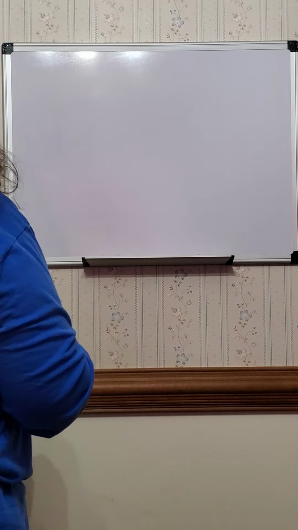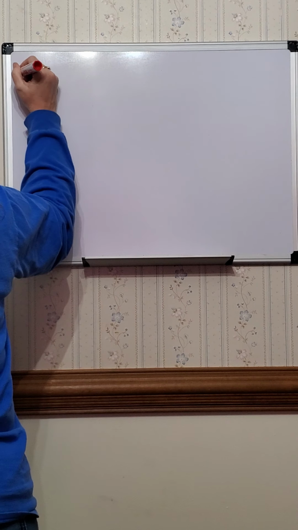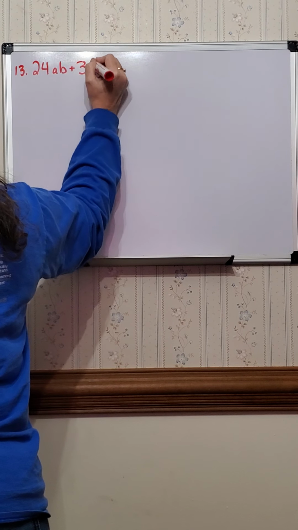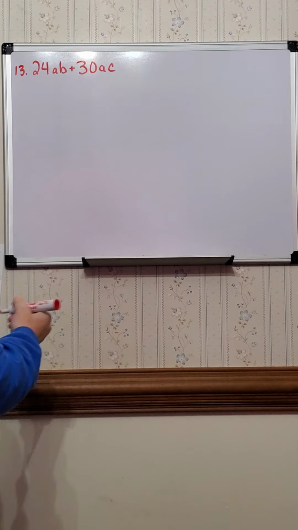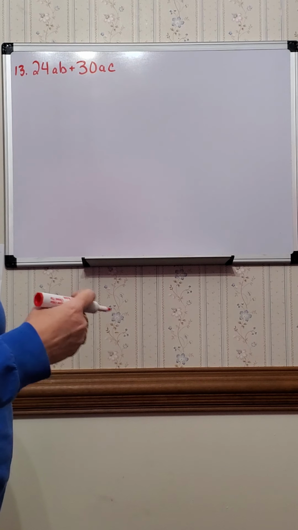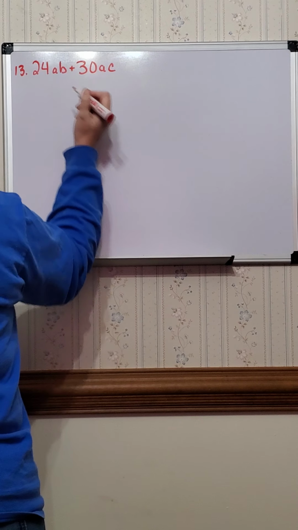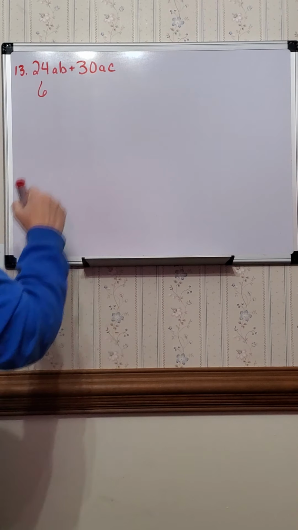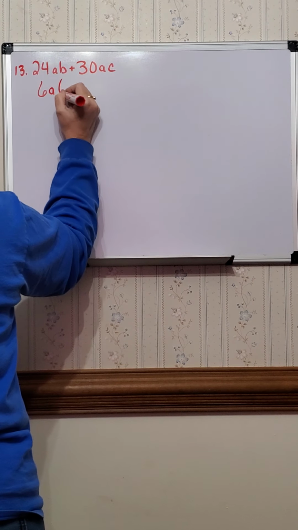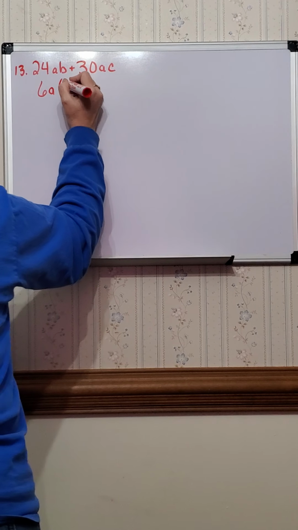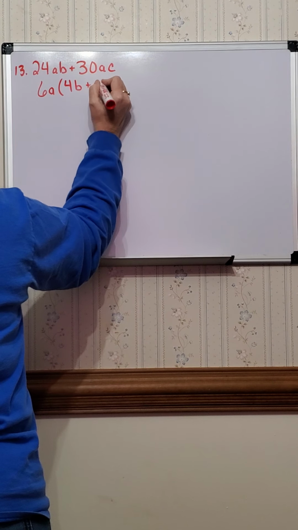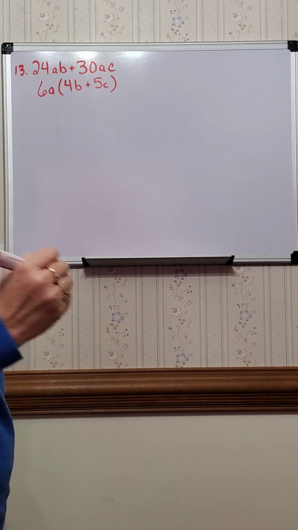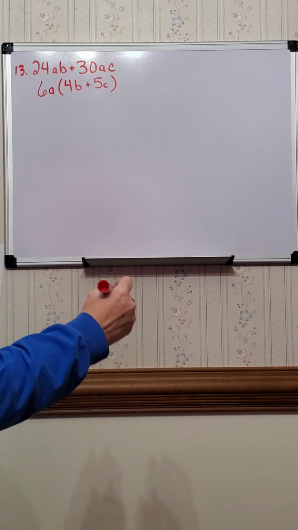All right, we're going to do 13, 24ab plus 30ac. All right, when I look at this, I'm going to look at the number. What number can I pull out of those two? Well, I can pull out a 6. And can I pull out a variable? Well, they both have an a, so let's go ahead and pull that a out. And that is going to leave me 4b plus 5c. Now, there is nothing else I can do with that. I am totally finished with that one.